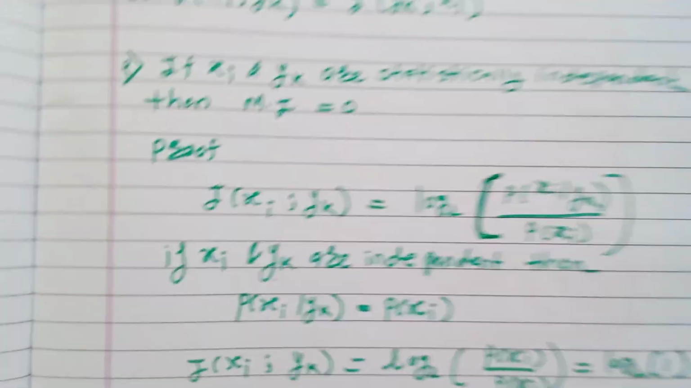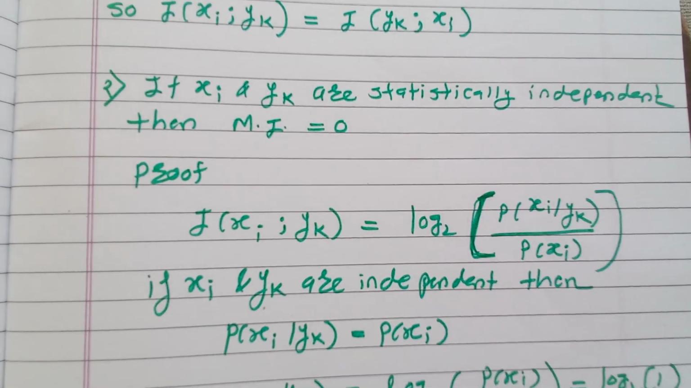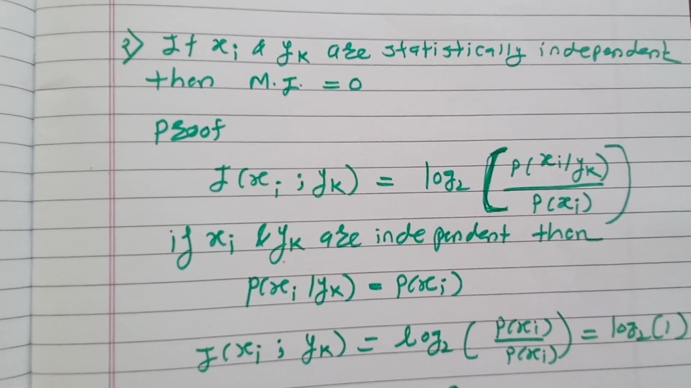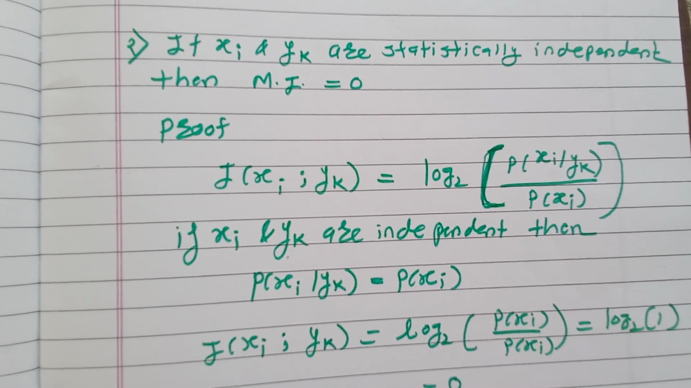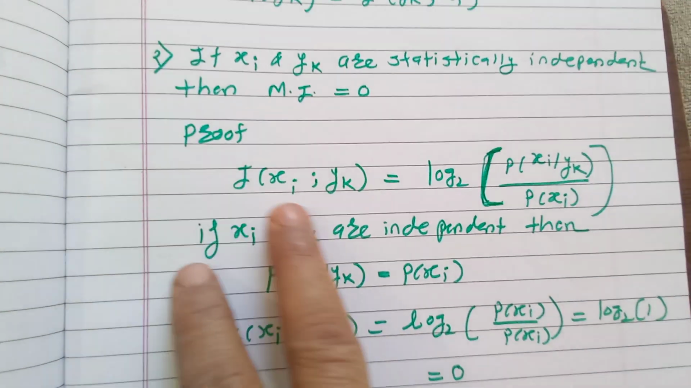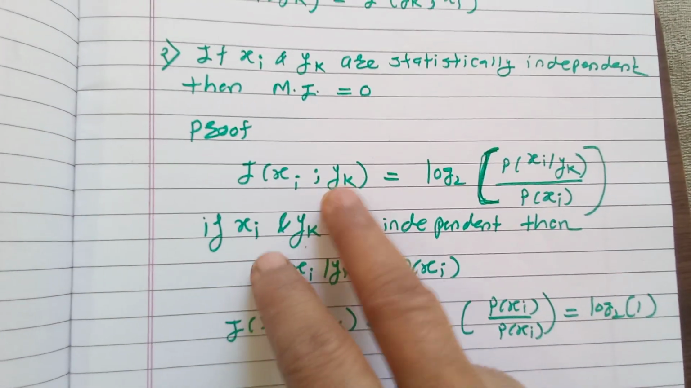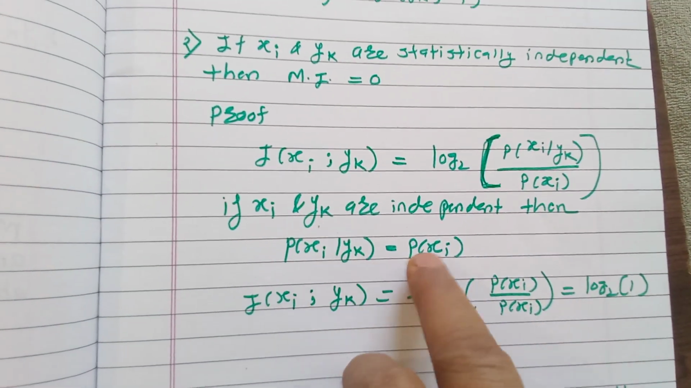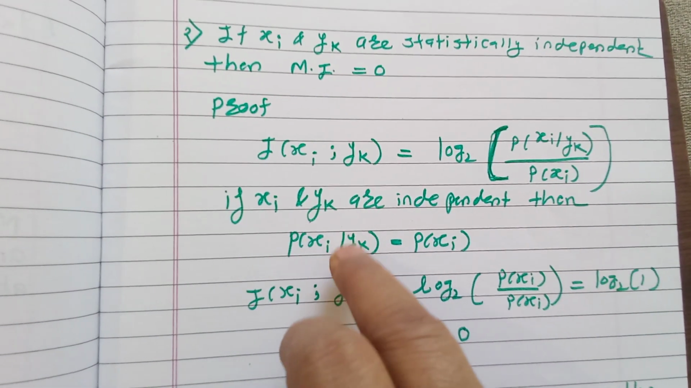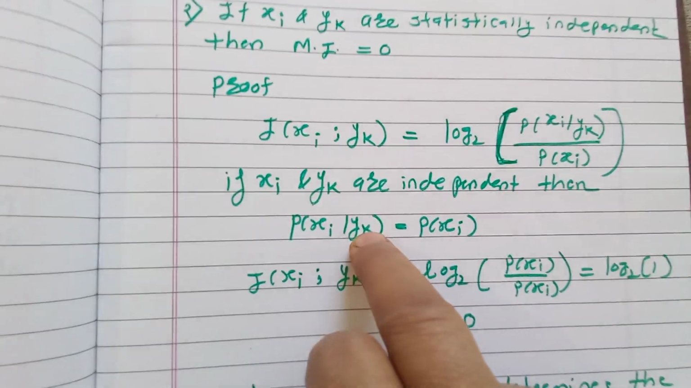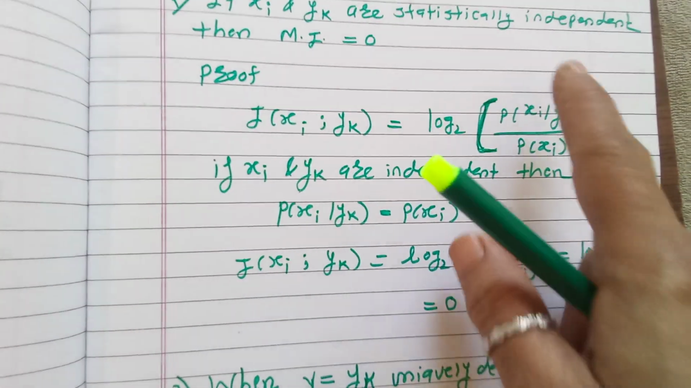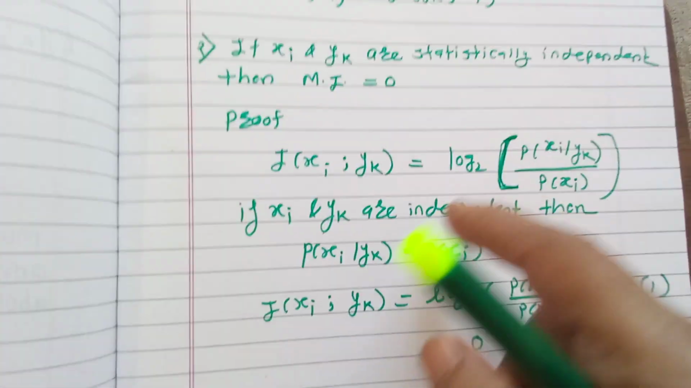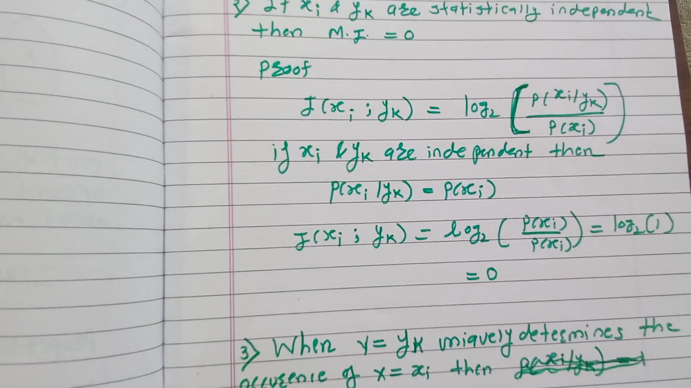Next one is, if xi and yk are statistically independent, then mutual information is equal to 0. In this case, if Omkar and Krishna are not friends, or they are in different schools, then whether Omkar is present in the school or not will not give any information about the presence of Krishna. So let us see the proof. I of xi semicolon yk is equal to log 2 of p of xi given yk divided by p of xi. Now if xi and yk are independent, then p of xi given yk is p of xi, because this probability does not depend on yk, so it has no concern with yk. Now if you put p of xi by p of xi, that is log 1, which is equal to 0. So the mutual information of statistically independent events is 0, and that is obvious, na? If there is no dependence, then they will not share common information.